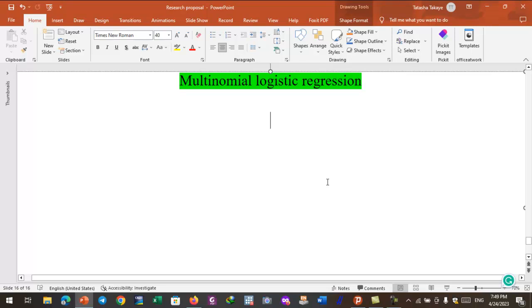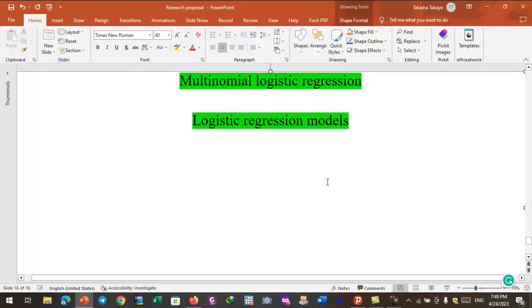In this tutorial, we will be learning about the multinomial logistic regression model. The multinomial logistic regression model is one of the three fundamental logistic regression models.